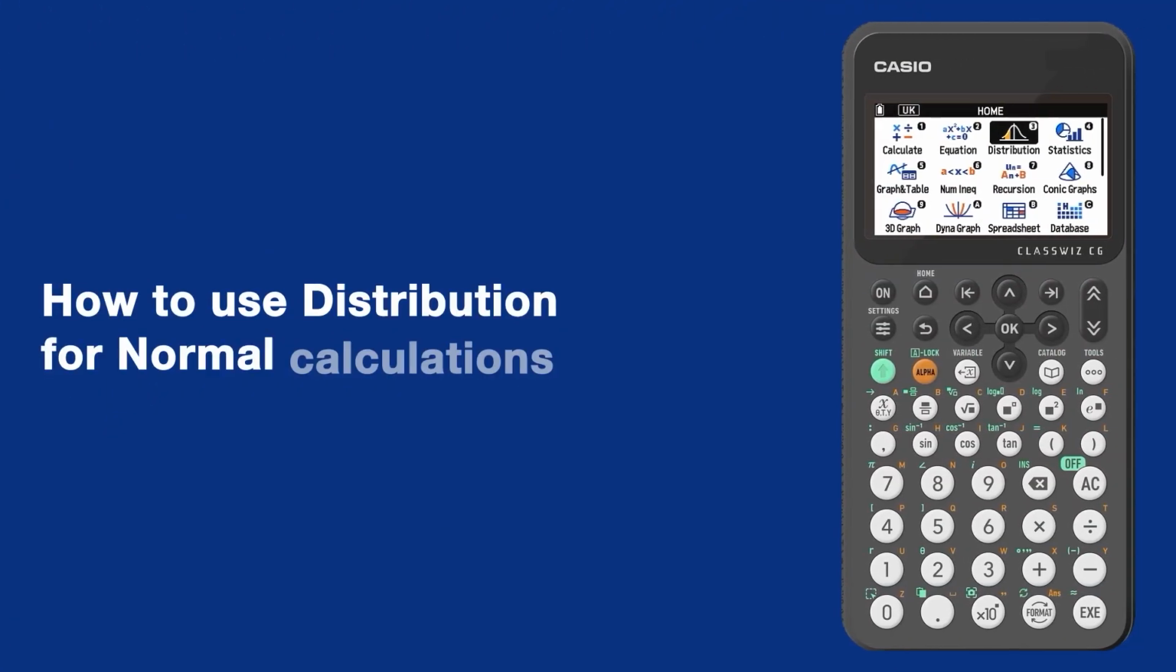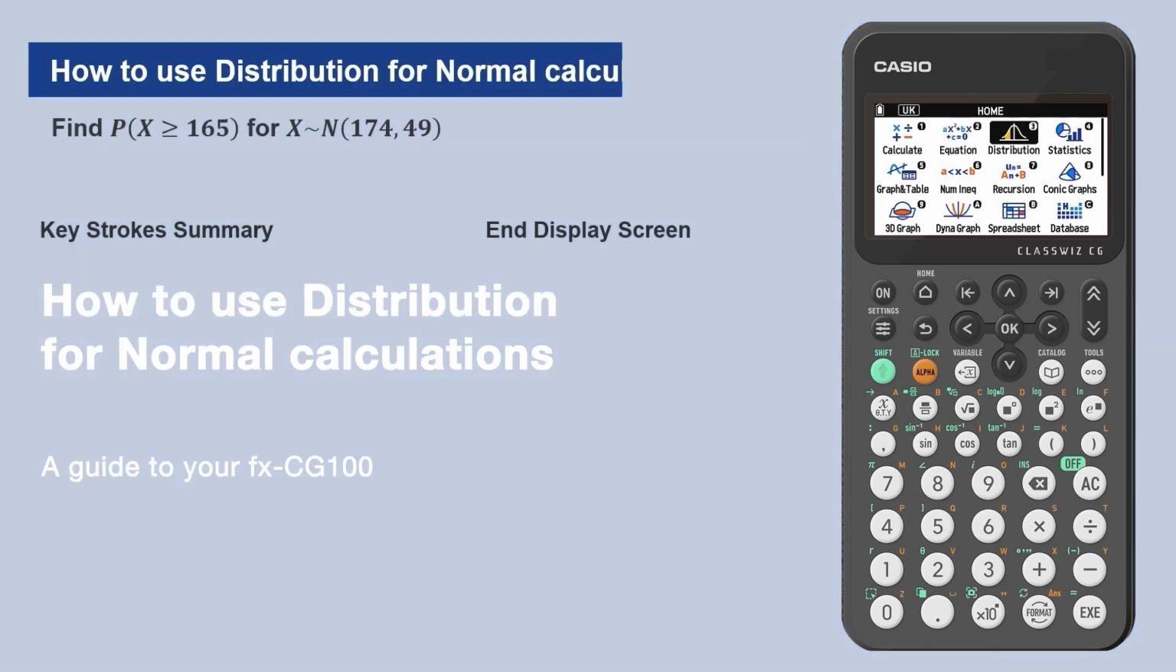Welcome to using distribution with the FX CG100 for normal calculations. In this video, we will demonstrate how to calculate different probabilities and find critical hypothesis test values.